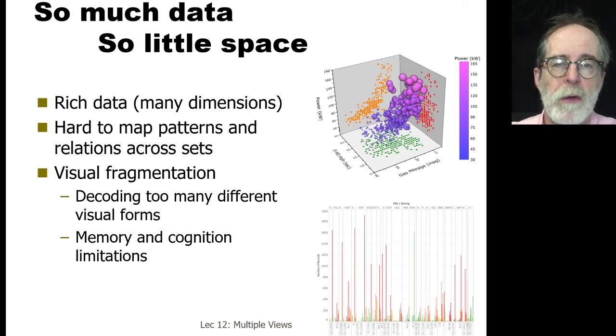And what this ends up delivering to you as the user or the analyst of visualization is visual fragmentation, having to keep in your mind the relationship amongst the segments, as it were, of the data set that you've got. And you end up having to decode many different visual forms, and all that work of decoding creates problems for you as the analyst in terms of memory limitations, your own memory limitations, and cognitive limitations.